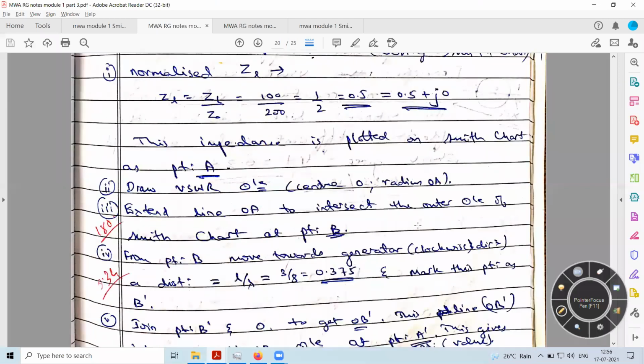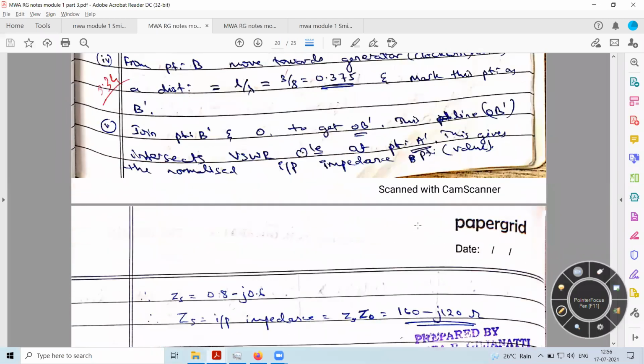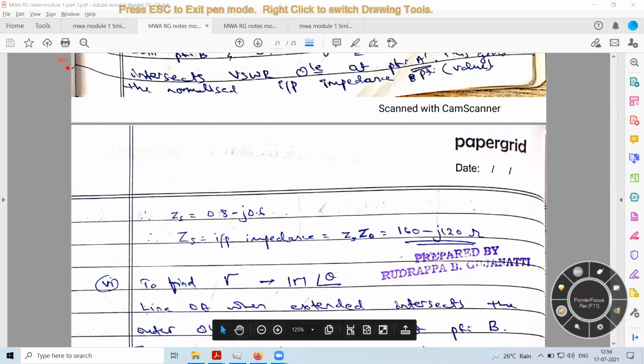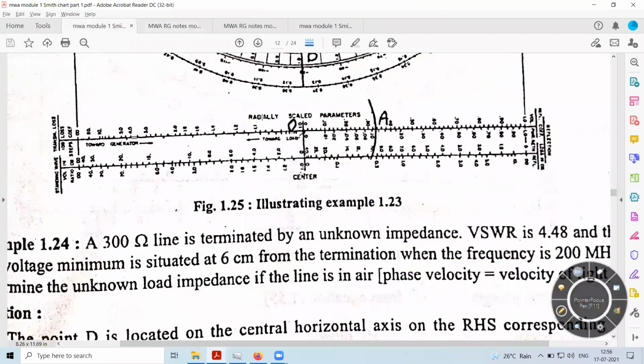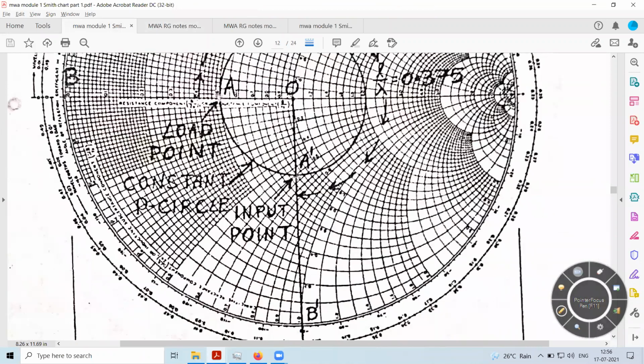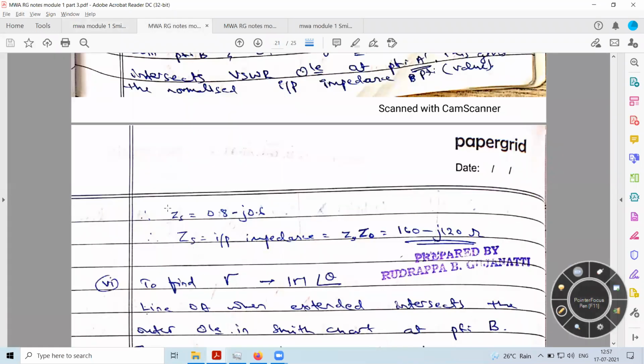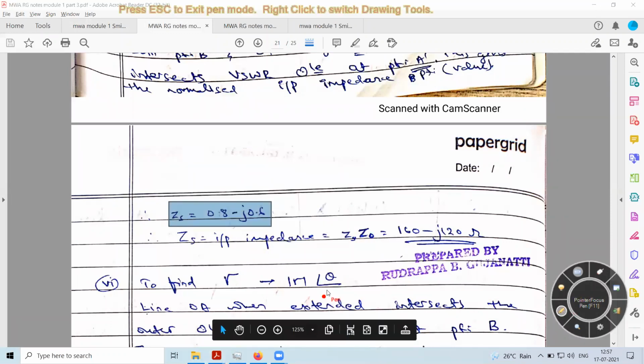Let us check that case. Yes, we are getting it around 0.8. Sorry, this resistance circle is around 0.8. It is 1.0, 0.9, 0.8, plus, let's check, 0.6. So this is the input impedance in normalized form.